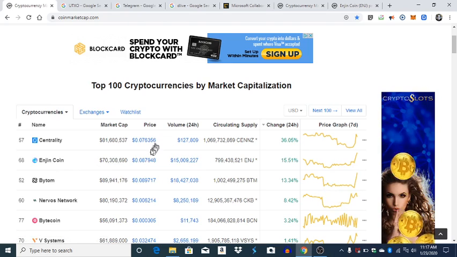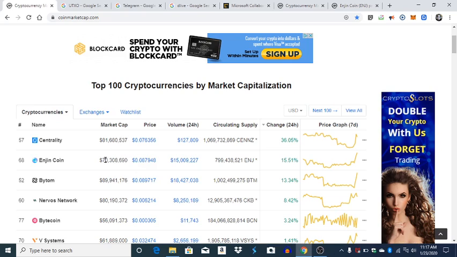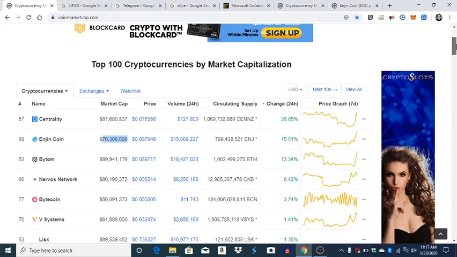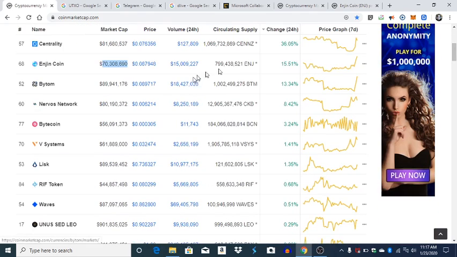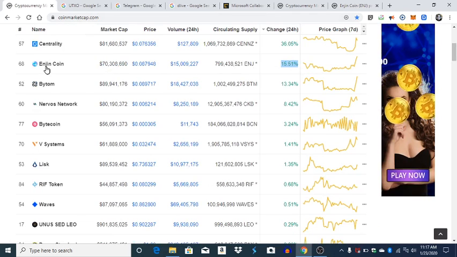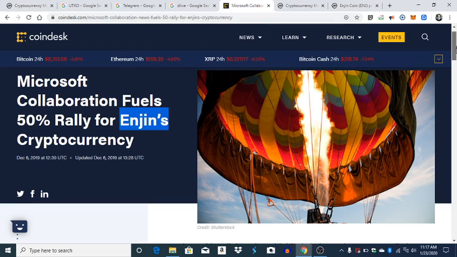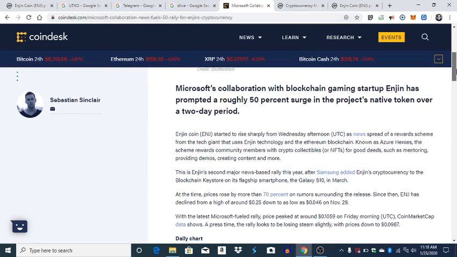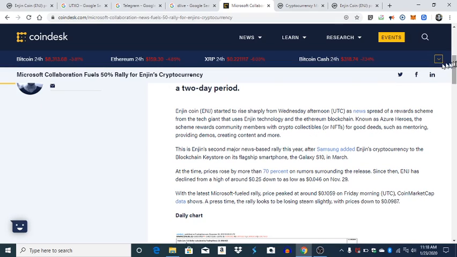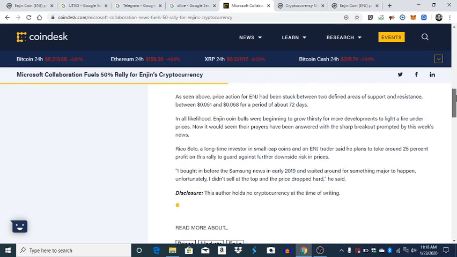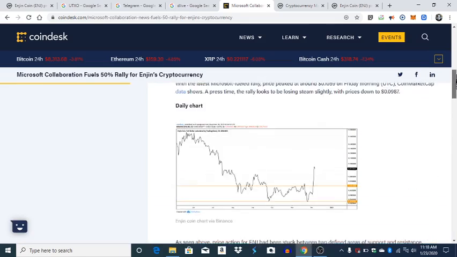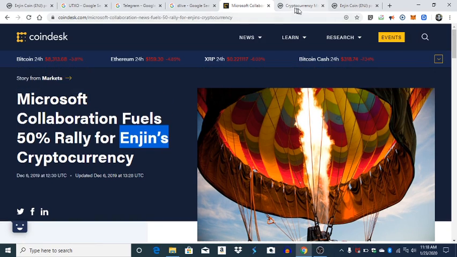Engine coin. Now, there is $70 million parked in them. So if somebody's willing to put that much money into something, they have to be able to know that they can get it out at the same or somewhat similar value. 15% moving up. So, Engine is pretty dope. Microsoft collaboration. This stuff is happening. Prompted a 50% surge in the native token. You definitely want some Engine in your portfolio, but it is not financial advice.